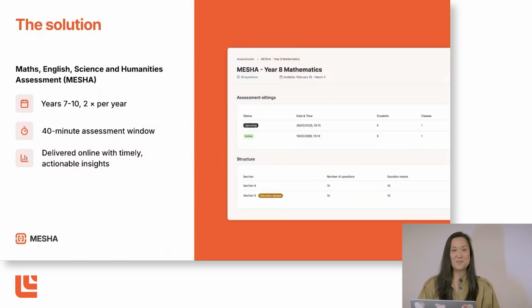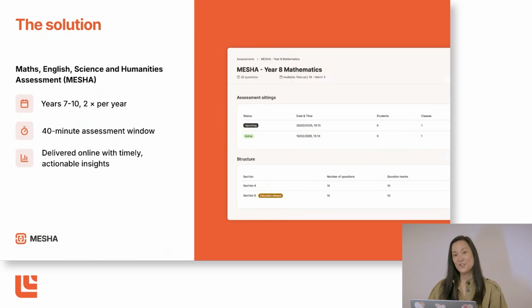So the solution that we created is called MESHA, and MESHA stands for Math, English, Science, and Humanities Assessment. It's an assessment that is set 2 times a year in years 7 to 10. It sits within your normal class period, so it sits within a 40-minute assessment window. You do not need to get all your students together and put them into an assessment hall. You don't have to change any of your timetable. It really could just be the lesson of that day.